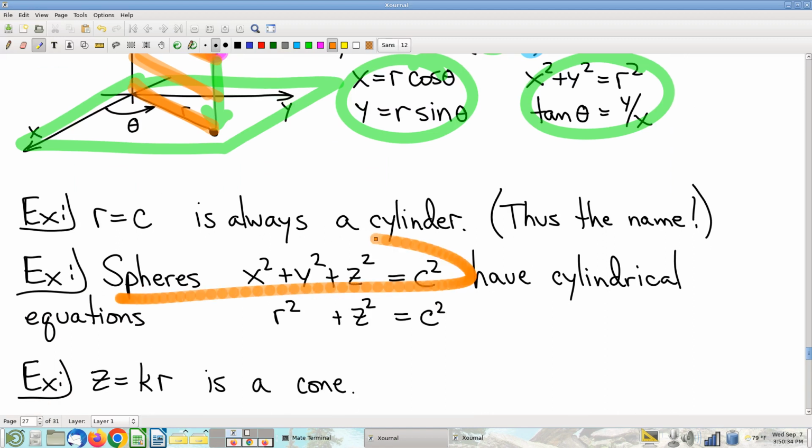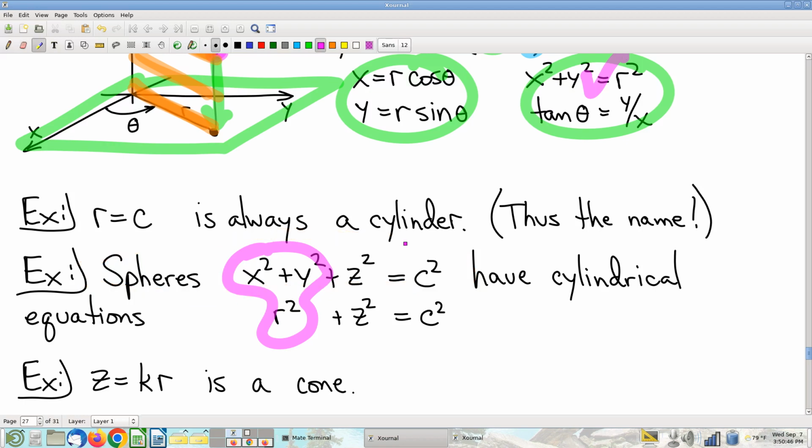Here's a sphere. And recall that we have this existing relationship in polar coordinates. Again, it's still a relationship in cylindrical coordinates. And so we now have a different equation for the sphere. This is the cylindrical equation for the sphere.